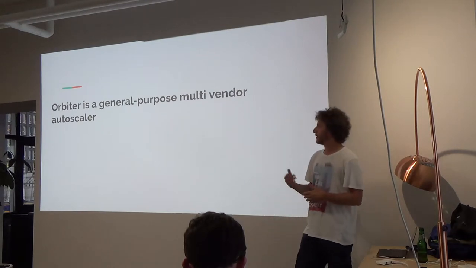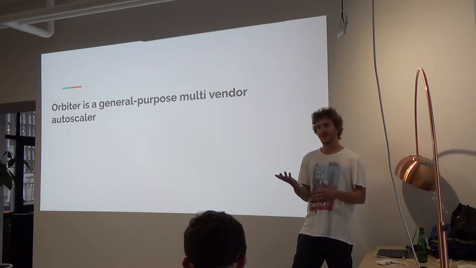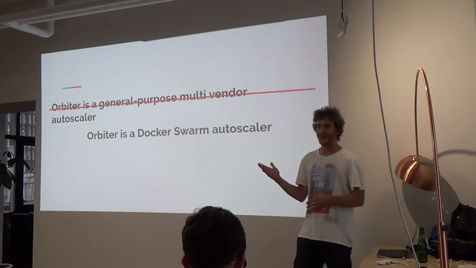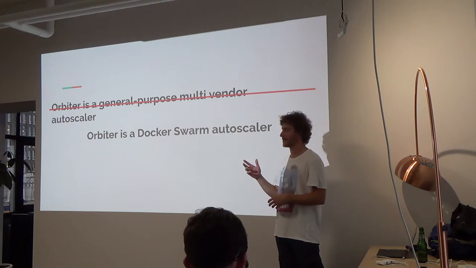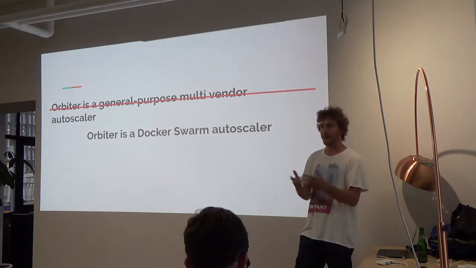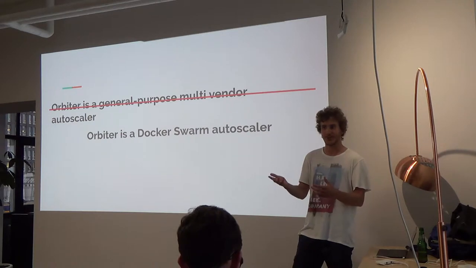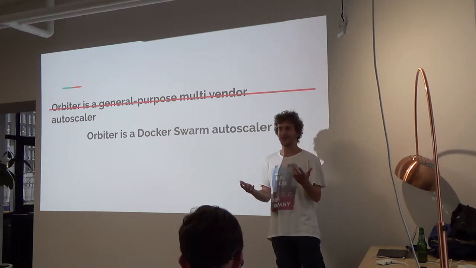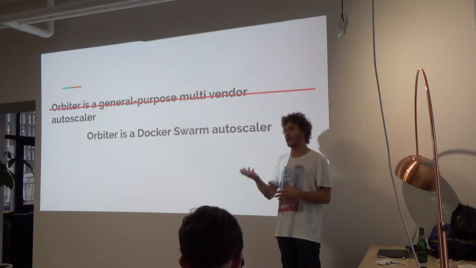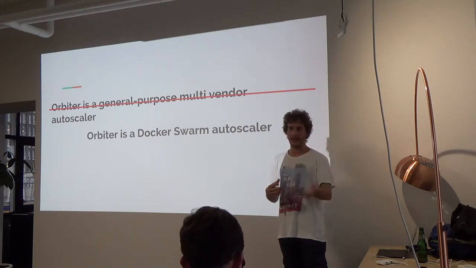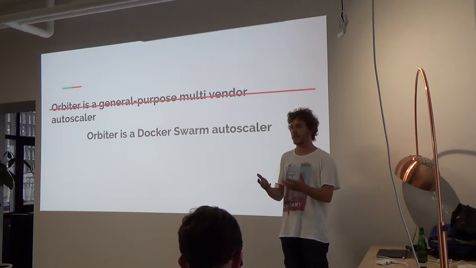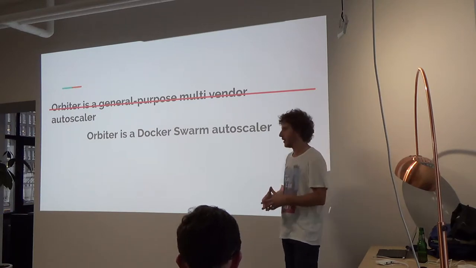At the beginning, Orbiter was a general purpose multi-vendor autoscaler, super cool, but during the development we realized that was too much. The multi-vendor purpose came when I was thinking about a nice abstraction to integrate more than one provider, maybe AWS, maybe DigitalOcean, maybe Docker Swarm. But at some point I realized that was too much, and Orbiter just became a Docker Swarm autoscaler. It means that it's not going to autoscale your cluster, it's not going to create EC2 instances or servers, it's just going to scale up and down the number of containers that you are running for a specific service.